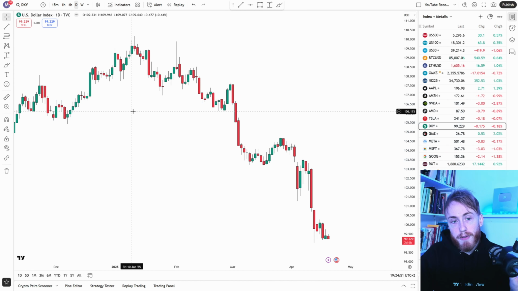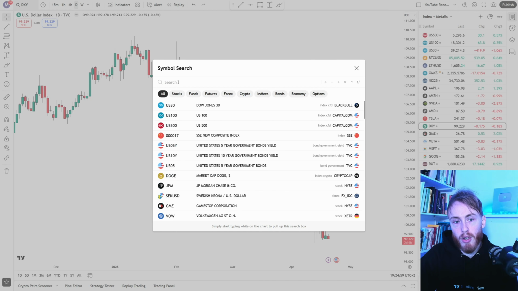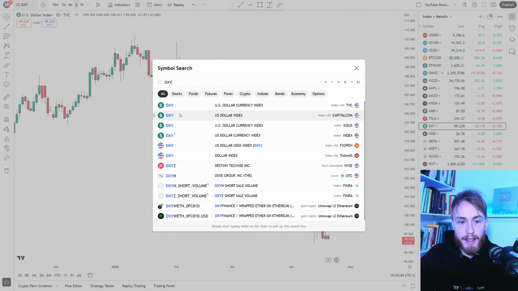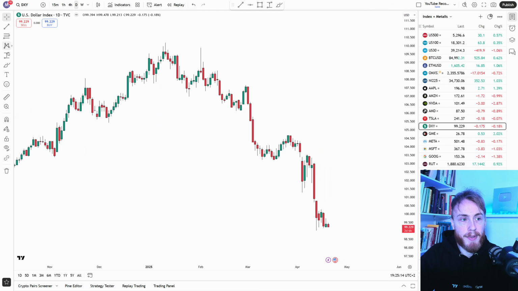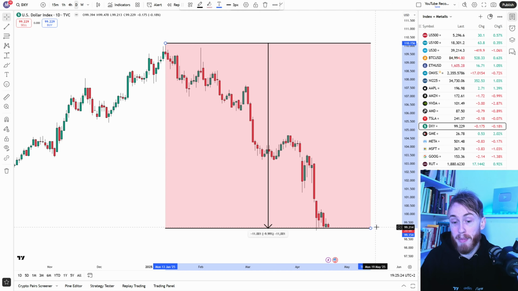But now, in order to find the DXY in TradingView, you want to go up here to where it says symbol search. And then you can simply go to All here and search for DXY. You see that we have multiple different ones, but you can just open this one on the TVC. So you open the DXY right here, and then this chart should appear. And as I said, the first thing we can notice here is that since the high we printed at the beginning of the year, the DXY has basically collapsed around 10%.